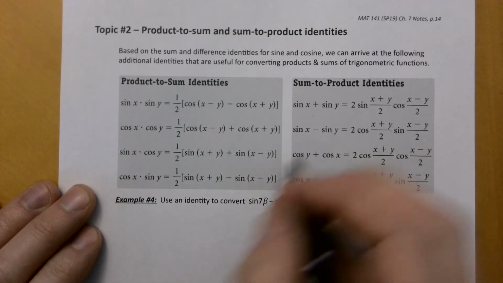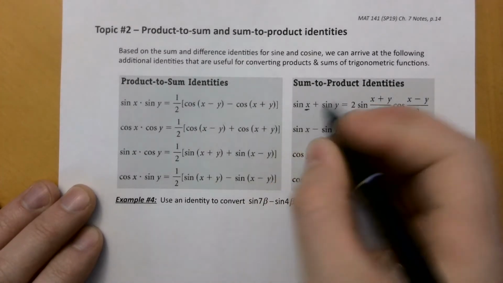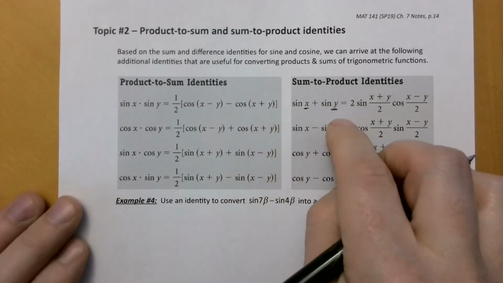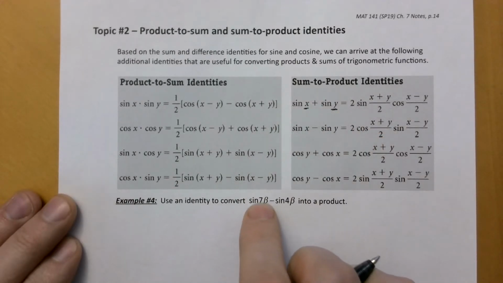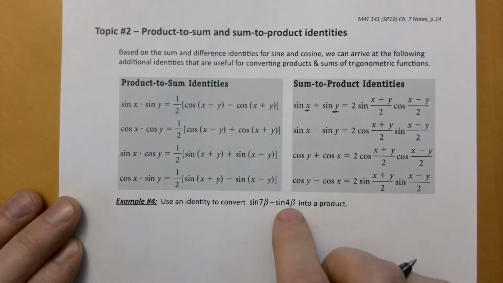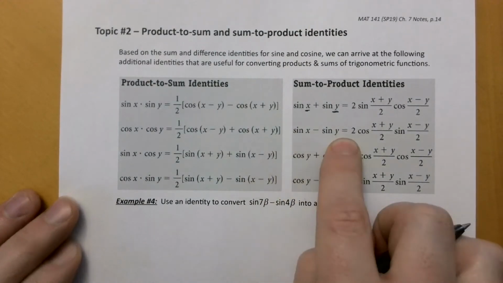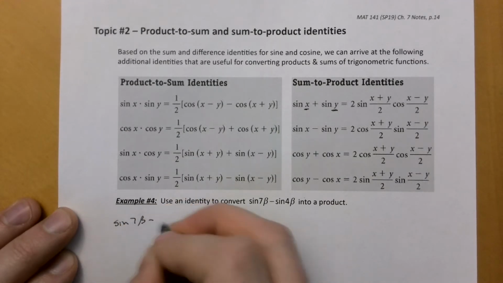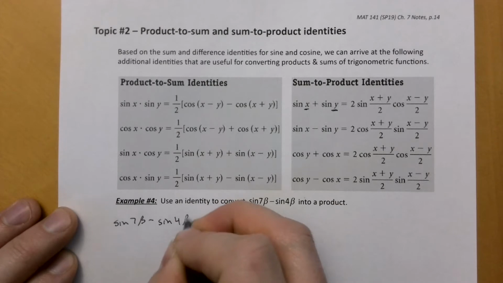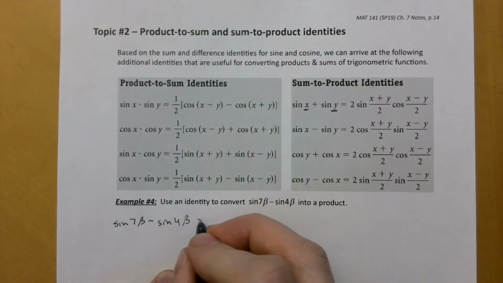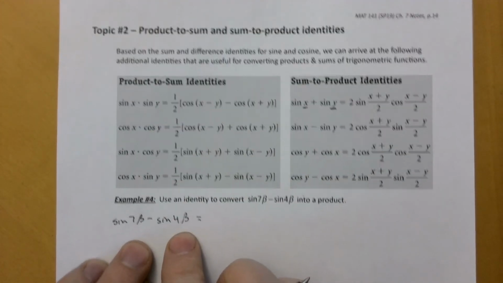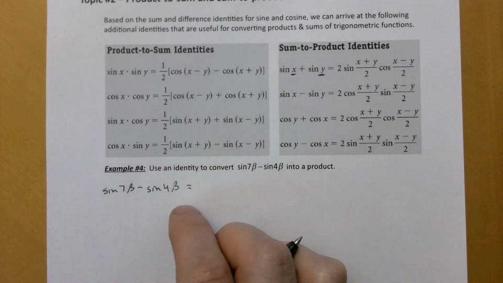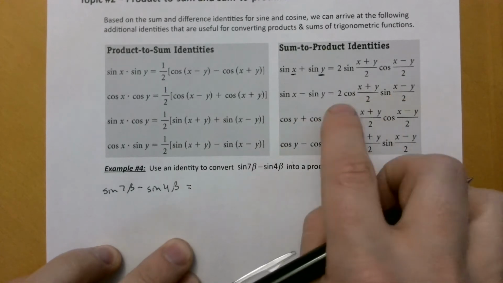Notice our identity says take whatever we're evaluating sine of, and that's your x in the first one, and the other thing is your y. So it's 7 beta for this one minus 4 beta in the second one. So we're going to use this: sine of 7 beta minus sine of 4 beta. By the way, if you don't like the variables given to you, just change them. Beta is annoying to write. I could have just changed it to x and y, but that might have been confusing because the identity uses them.